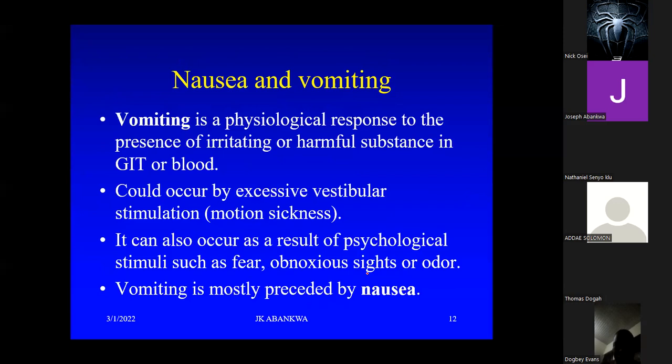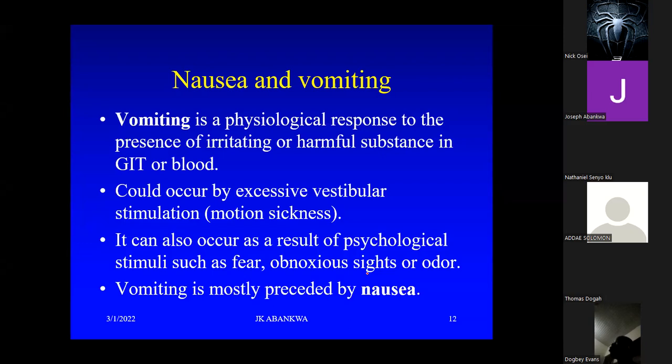We move on to the next disorder, which is nausea and vomiting. So please note that vomiting is mostly preceded by nausea. If I should translate it to Pidgin, nausea before you vomit. Vomiting is a physiological response to the presence of irritating or harmful substances in the GIT or blood. I would talk in detail when we get to one of the slides which I explained vividly. And here it could occur by excessive vestibular stimulation.